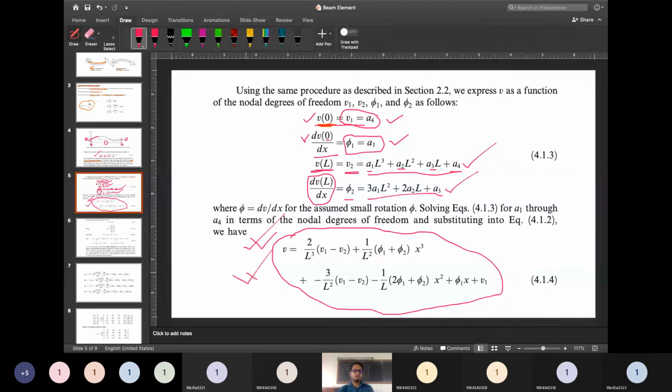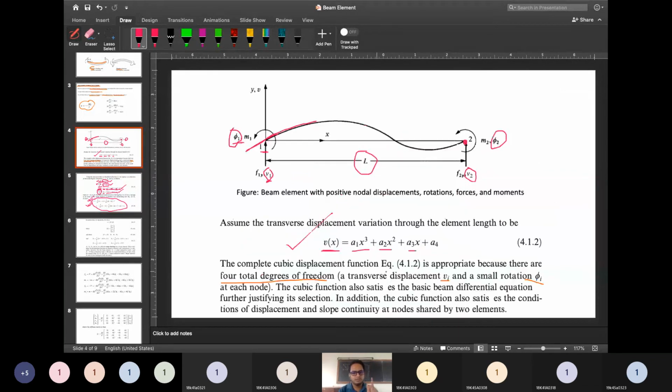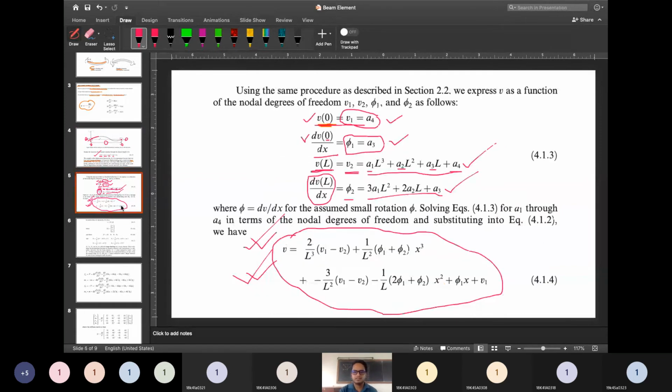V equals to what you have to substitute in the previous equation. In this equation you have to substitute the value of A1, A2, A3, A4 and then you will get this expression. Now, here you have to be a little bit careful and observe this equation. Is there any specific pattern over here? Yes, here you have one pattern.